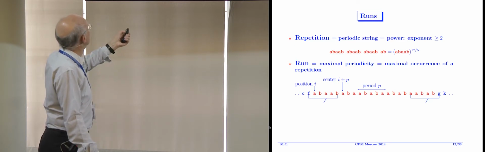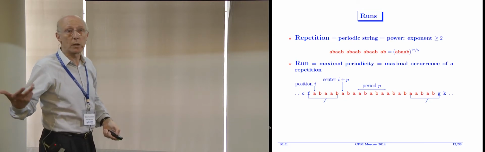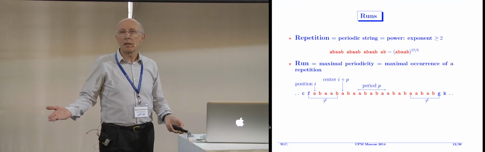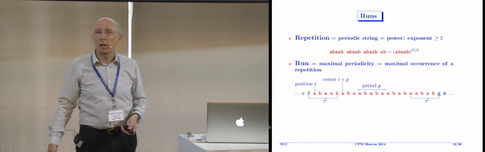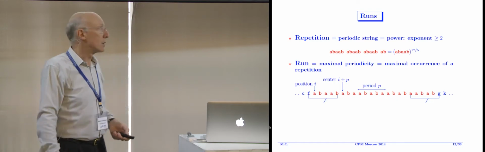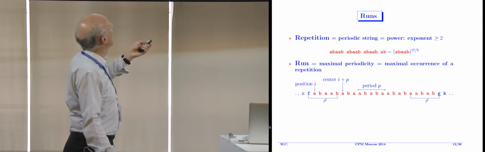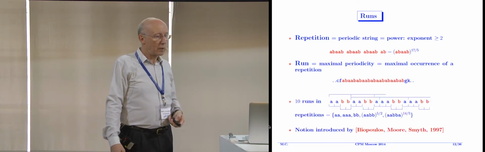The starting position of the run is here, the period is this, and sometimes we consider the center. The center is the position of the second period of the run. So indeed, a run is an interval of positions for which the corresponding string satisfies the condition. It is periodic, meaning that the exponent is at least 2. So we have the run here.